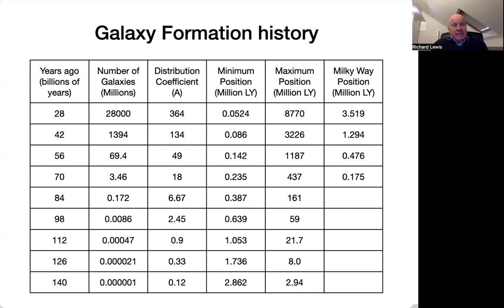And we can use that to define the minimum position for galaxy formation. So this is worked out by using the formula n equals ax squared, where n is 1 because we're talking about one galaxy formation at a distance x. And so from the formula, we can get the value of x for our minimum position. And so 28 billion years ago, that would have been at around 52,000 light years from the center.